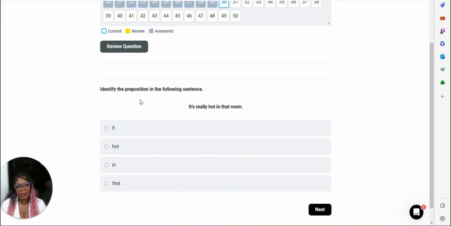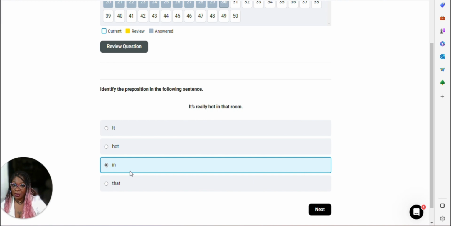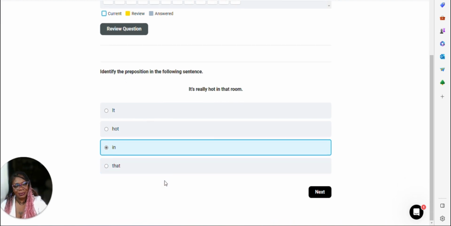Identify the preposition in the following sentence: It's really hot in that room. Is it "it"? Is it "hot"? Is it "in"? Or is it "that"? The answer is going to be "in," right? And here's why. "In" is a preposition. You're going to have to look at that prepositional word list to make sure you just kind of know them by heart. But yes, "in" is a prepositional word. All right, so let's move on to our next question.